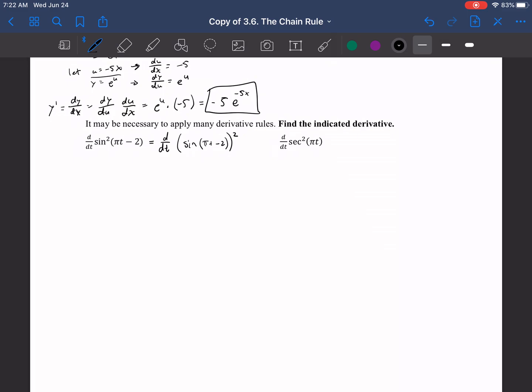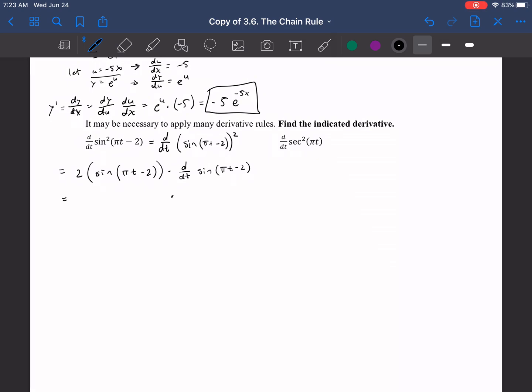All right, so what we can do is just do that inner times outer thing. And so we'll do the outer derivative first, which is 2 times, and then we just leave in there what goes there, just like that. And then that's just to the first power now. All right, 2 sine pi t. Then we have to do times the derivative of what's on the inside. So times the derivative of sine of pi t minus 2. And so now we just have to work on this sine of pi t minus 2.